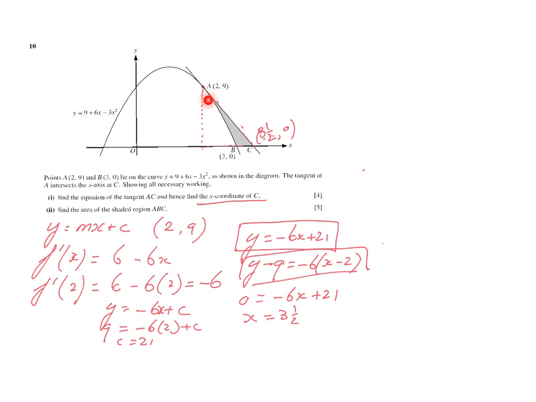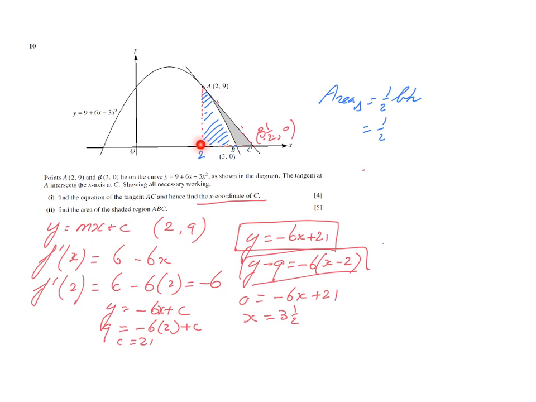Find the area. So again, I'm going to find the area of the triangle, and then I'm going to subtract the area underneath the curve, between this point and that point. And this point, the x-coordinate is 2. Okay, so first the area of the triangle. The area of a triangle is half base times height, where the base and height make an angle of 90 degrees. So that would be this times that.